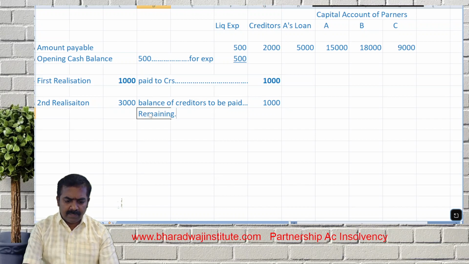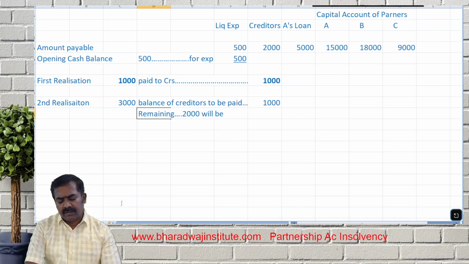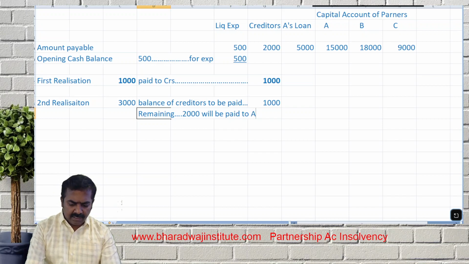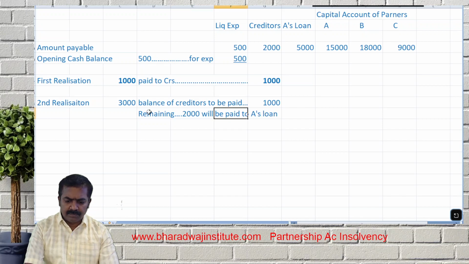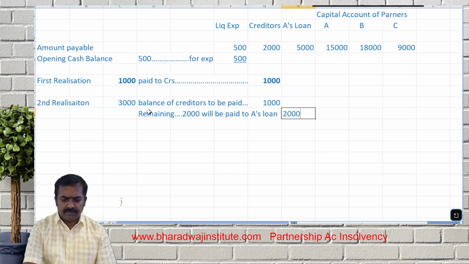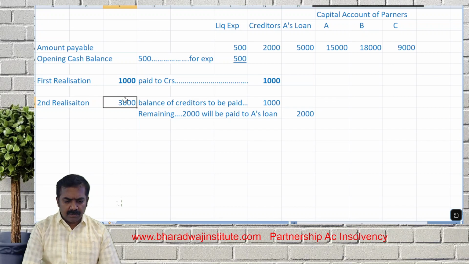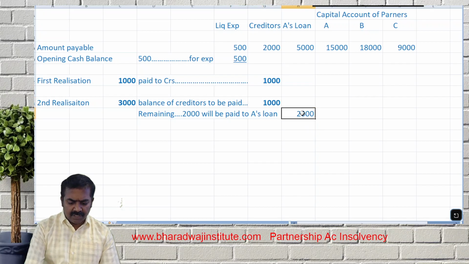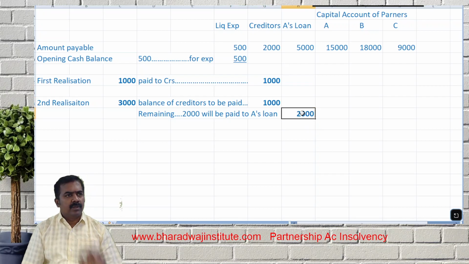How much is remaining? 2,000 will be paid to A's loan. Paid to whom? A's loan. How much will be paid? 2,000. Clear? Out of 3,000, 1,000 is paid to settle the creditors. The remaining amount is given to what? A's loan. Any doubt in it?